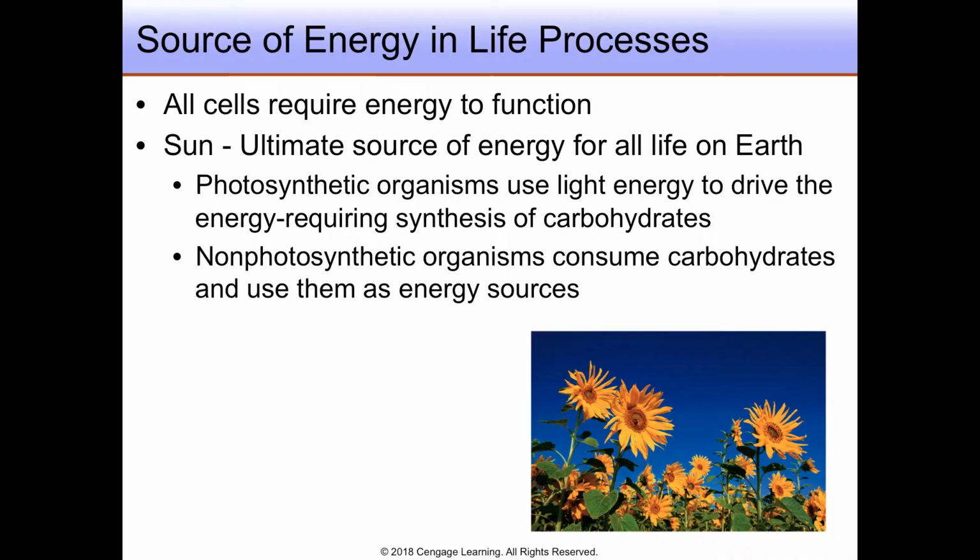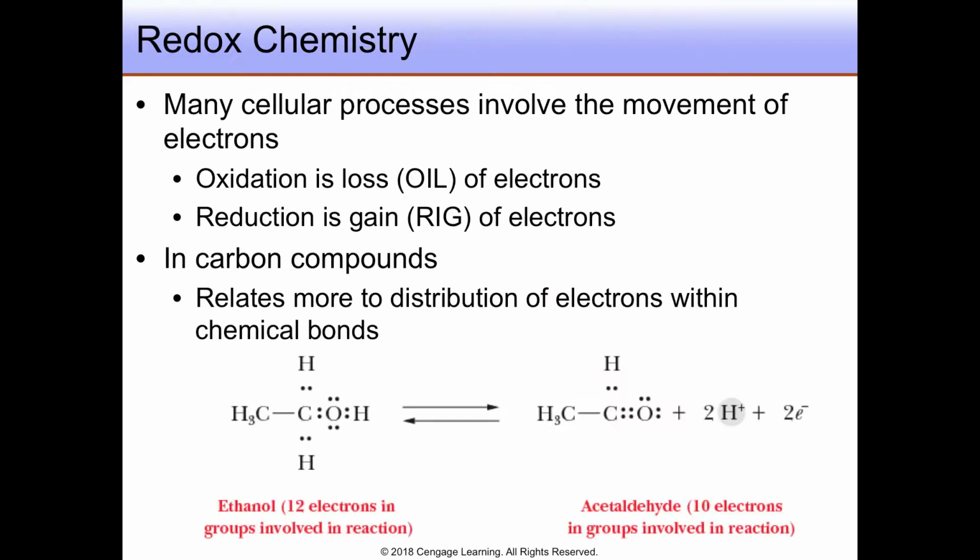As we will see later, organisms capable of photosynthesis capture the energy of sunlight and convert that into a chemical form, ultimately into the synthesis of carbohydrates. Organisms such as humans that are not capable of photosynthesis rely on the carbohydrates produced by those photosynthetic organisms.